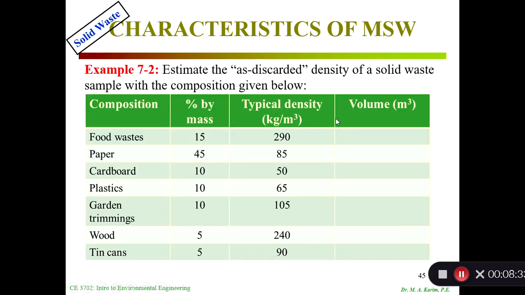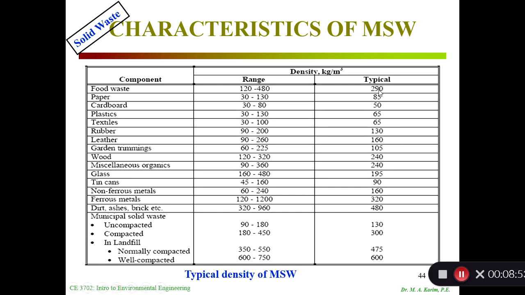We'll solve the same problem, with food waste and paper, the same as in example 7.1. In this case, we'll estimate the as-discarded density of a solid waste sample with the composition given below. These are the same compositions, and these are the typical densities. Where did I get them from? I got them from this table.